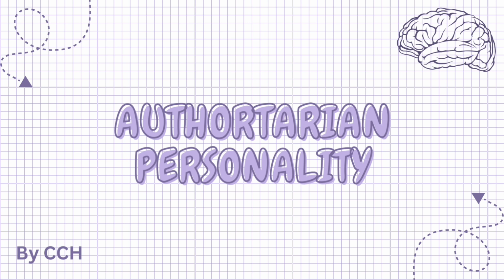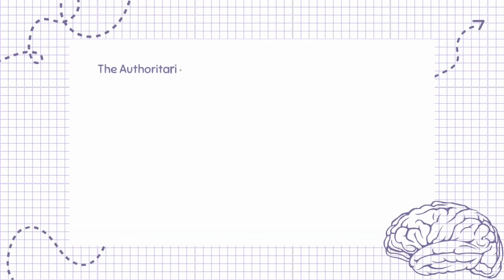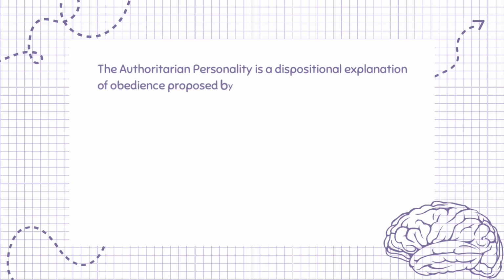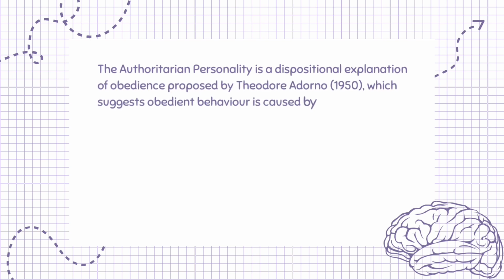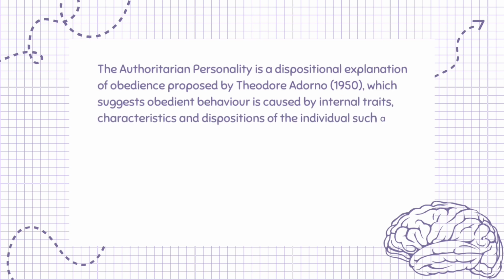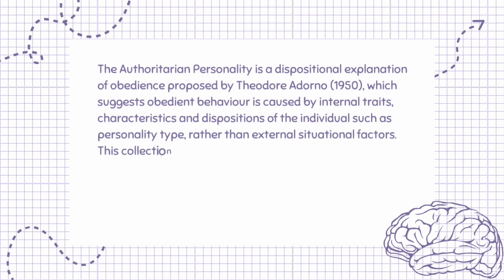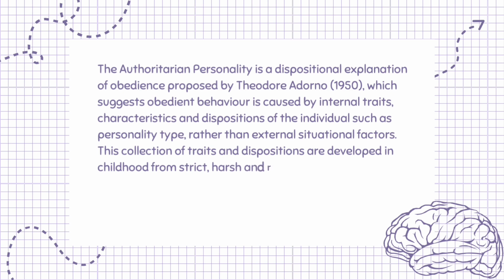Let's get started. The authoritarian personality is a dispositional explanation of obedience proposed by Theodor Adorno, 1950, which suggests obedient behavior is caused by internal traits, characteristics, and dispositions of the individual such as personality type, rather than external situational factors. This collection of traits and dispositions are developed in childhood from strict, harsh, and rigid parenting.